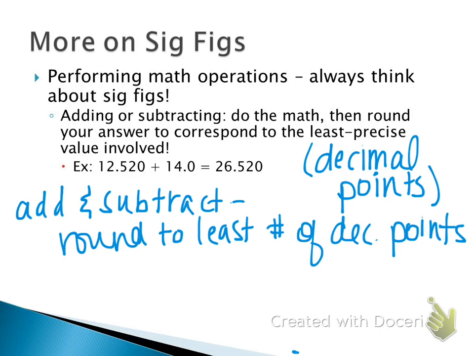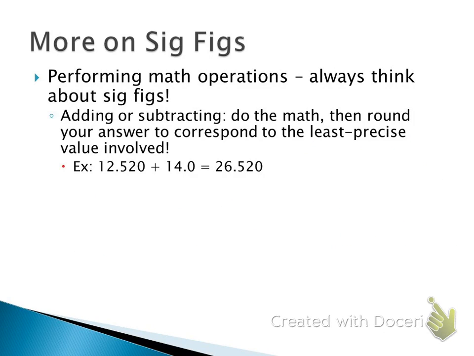Okay, so if we take a look at this problem, I did the math for you. So now we want to look at the number of decimal points. Our first value has how many decimal points? We have 3 decimal points. Okay? Whereas our second number only has 1 decimal point. Our final answer, we need to be rounding to 1 decimal point. So how do I round 26.520 to 1 decimal point? 26.5.